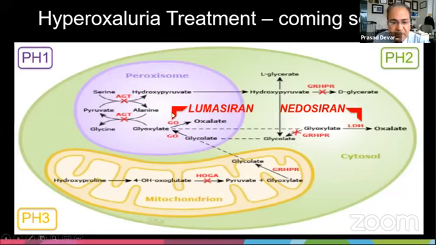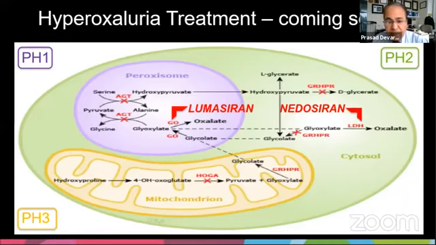Lumasiran is an RNA inhibitor of this enzyme, the glycolate oxidase. Therefore, if you inhibit this, you're going to prevent production of oxalate and you're going to get accumulation of glyoxylate. That does not have any negative connotations. You can have accumulation of glyoxylate in the peroxisome and that does not cause any problems. Similarly, in the cytosol, you can inhibit the LDH enzyme, which is responsible for conversion of glyoxylate to oxalate. Again, the glyoxylate will accumulate in the cytosol, will enter the peroxisome, and that does not have any untoward side effects. So these are the new treatments that are now in phase 3 clinical trials.